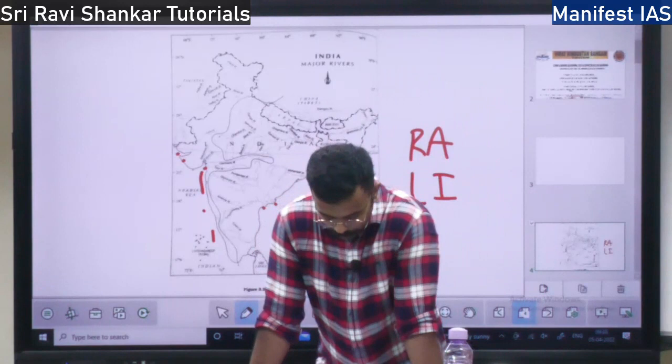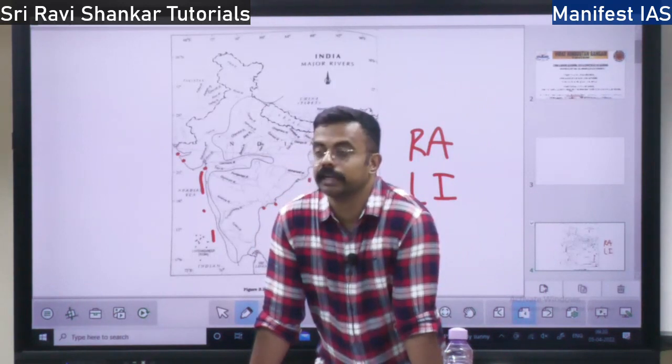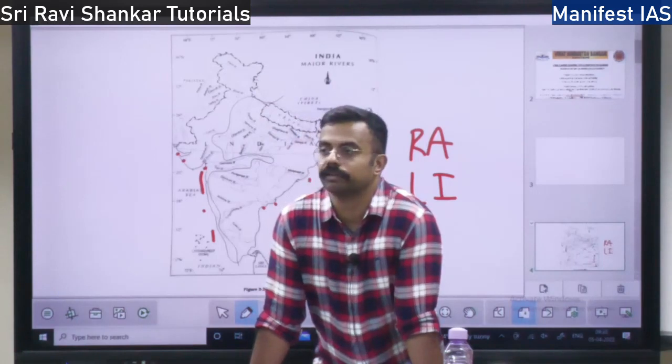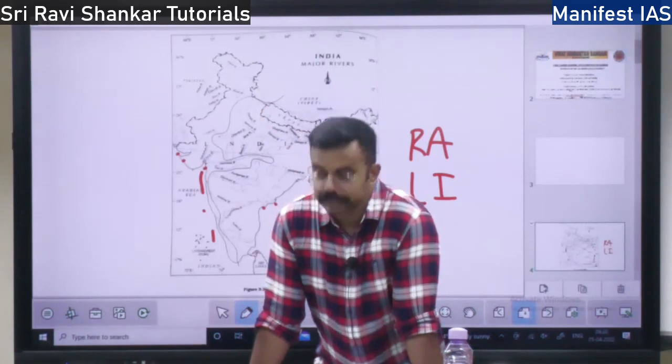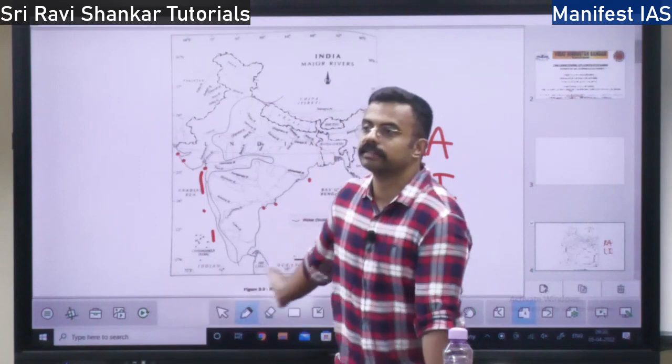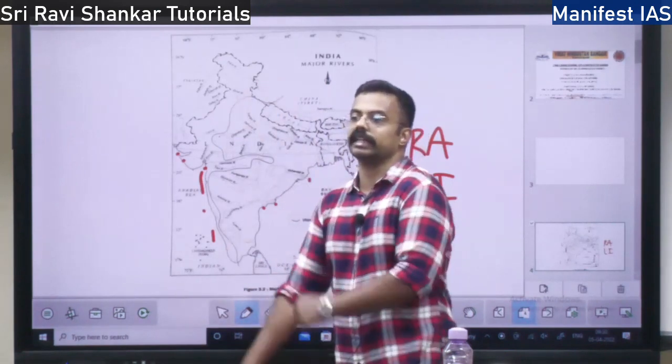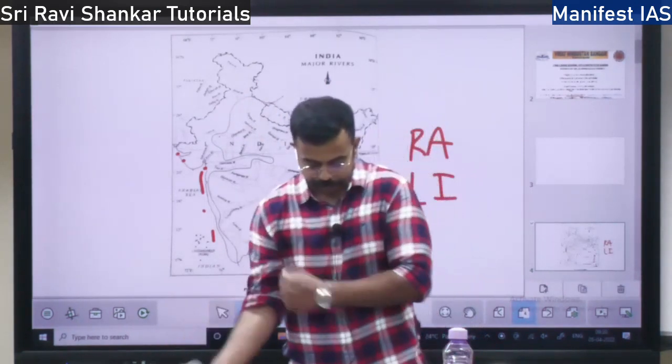In the Andaman and Nicobar region, you will find equatorial vegetation, because it is similar to equatorial rainforest, because there is convectional rainfall. Every day there is evaporation and daily there is rainfall. So you will find an equatorial climate there.